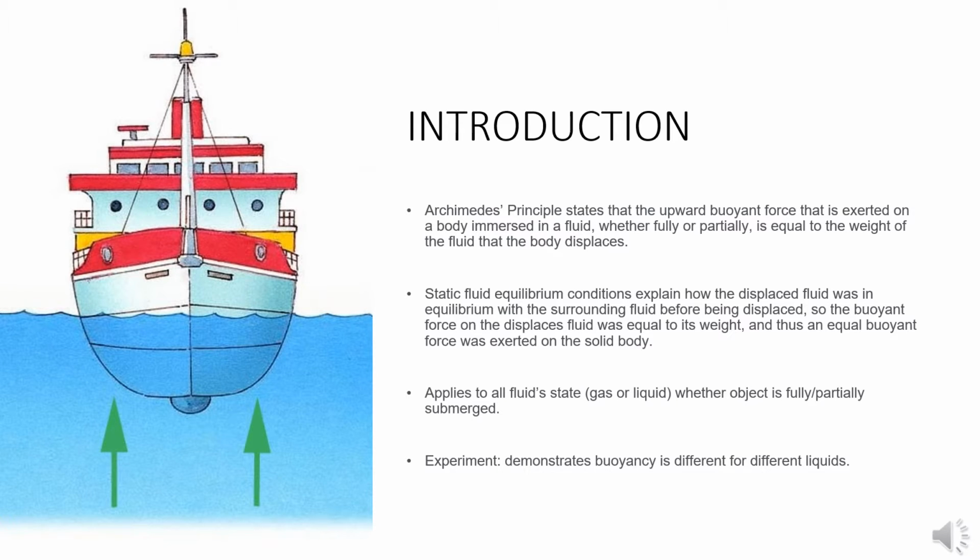Archimedes' principle states that the upward buoyant force that is exerted on a body immersed in a fluid, whether fully or partially, is equal to the weight of the fluid that the body displaces. Static fluid equilibrium condition explains how the displaced fluid was in equilibrium with the surrounding fluid before being displaced. So the buoyant force on the displaced fluid was equal to its weight, and thus an equal buoyant force was exerted on a solid body. This Archimedes' principle is applied to all states of fluids, gas or liquid, where the object is fully or partially submerged. In this experiment, we are going to demonstrate buoyancy is different for different liquids.